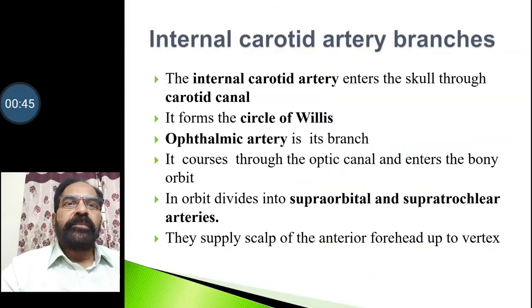Coming to internal carotid artery branches, the internal carotid artery enters the skull through carotid canal. Then it goes to form the circle of Willis. Ophthalmic artery is a branch arising from internal carotid artery. It courses through the optic canal and enters the bony orbit. In the bony orbit, it gives two branches, that is supraorbital and supratrochlear arteries. They supply scalp of the anterior forehead up to the vertex.